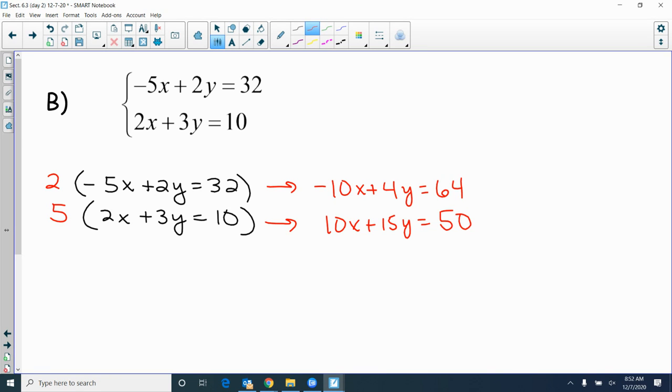Now, add those together. And then think what you need to do to figure out what the y is.